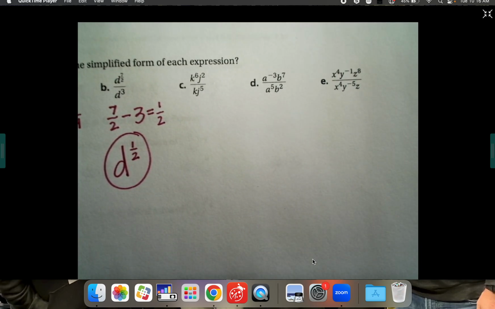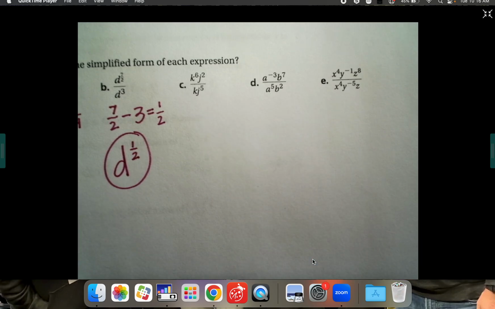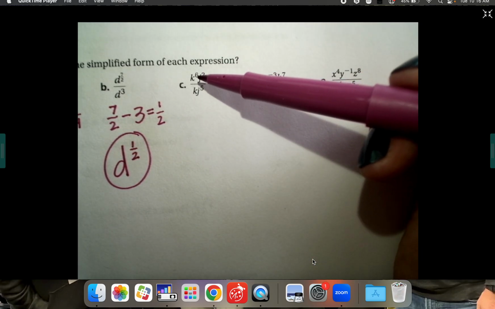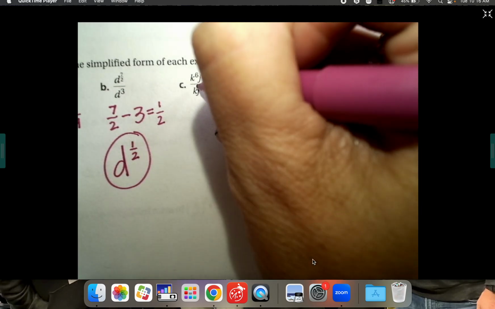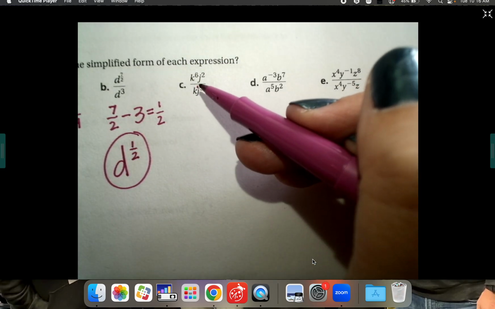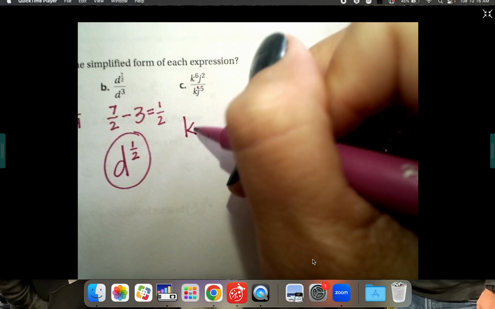All right, C, I'm going to work out a little bit more with you because we have 2 variables being divided by the same 2 variables. So when I do this, it's going to be 6 minus, that is a hidden invisible 1. They wouldn't have had k there at all if it was 0. So since it's there 1 time, we have 6 minus 1. So we have k to the 5th.